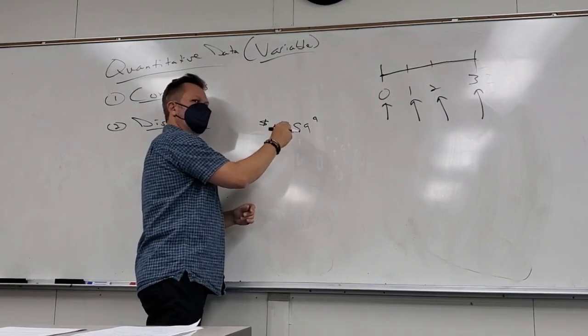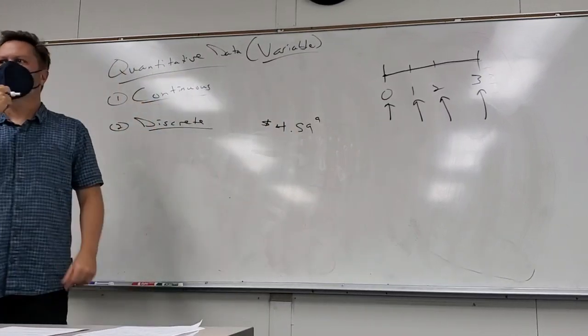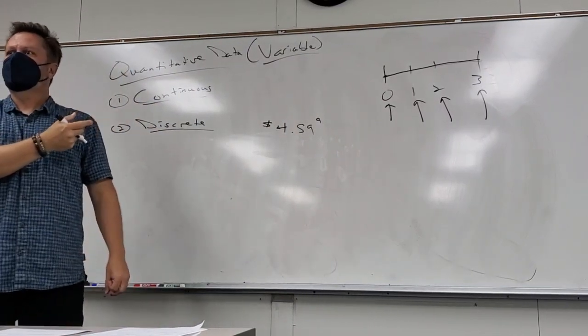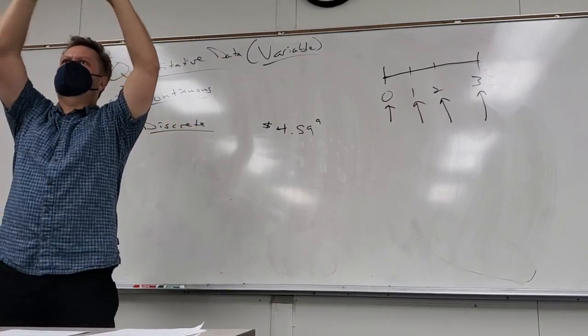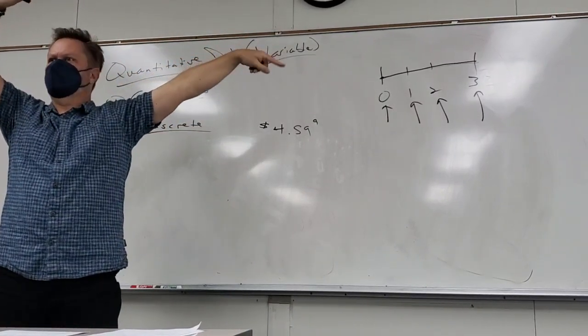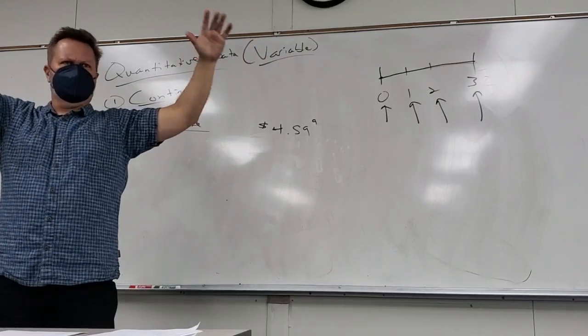So, price of gas as listed at a gas station. Why is it not continuous? There are decimals there, aren't there? Yeah, but it can't go on. It's not going to keep going forever, is it? They're not going to say 4.59987654 continued at next station. You guys know what I mean?